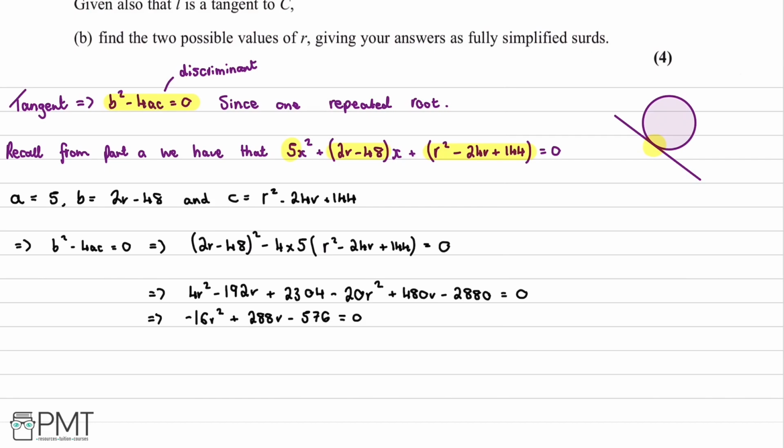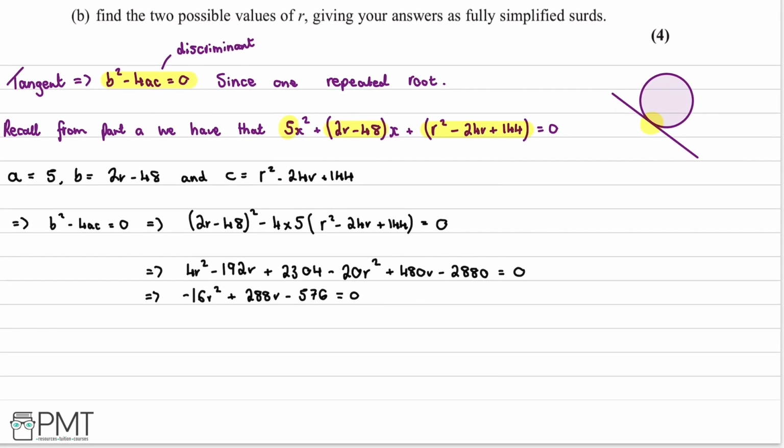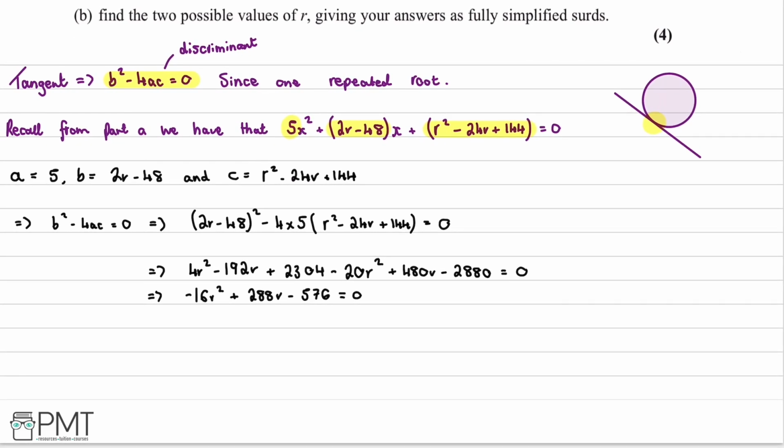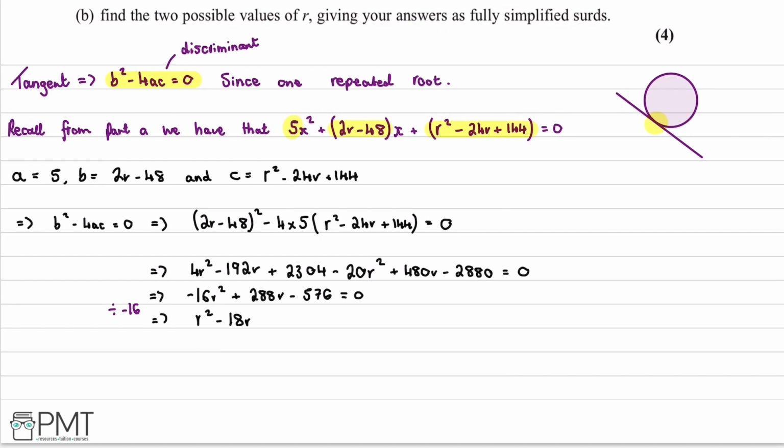So to make this easy to solve, we can divide everything by 16 or negative 16. So we divide by negative 16. That's going to leave us with r squared. And then 288 divided by negative 16 comes out as negative 18 r. And then finally, the constant is going to be 576 divided by negative 16, which is 36. And this is equal to 0.